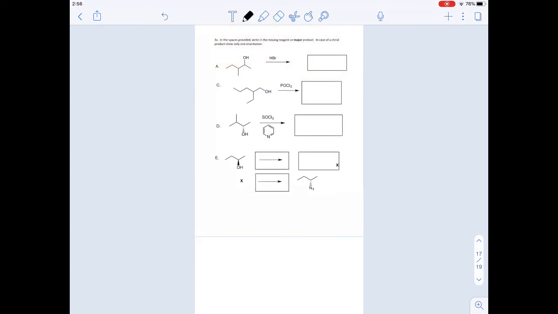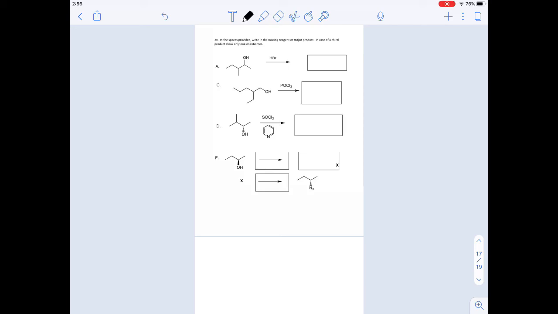Although this question or these series of questions are technically open-ended, these are questions that I feel could very easily be transitioned to multiple choice. So I would make sure that you're able to do these so that you can do well on the exam. So in the spaces below, write the missing reagent and or product. And well, in this case, most of them are asking for the product. It's wherever you see the blanks, the box. In case of a chiral product, show only one enantiomer.